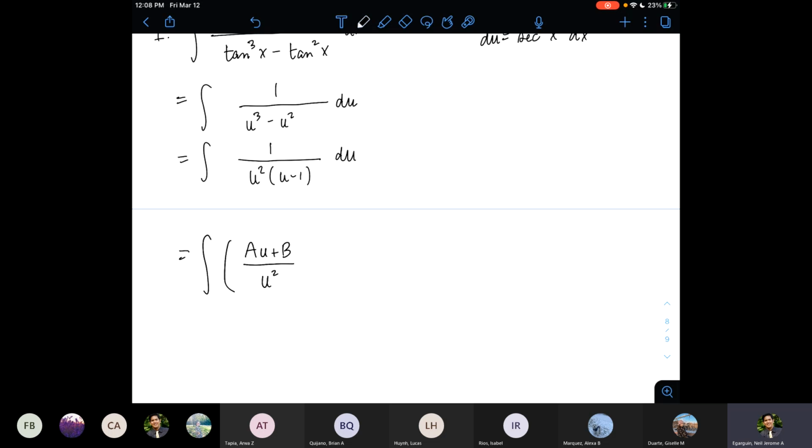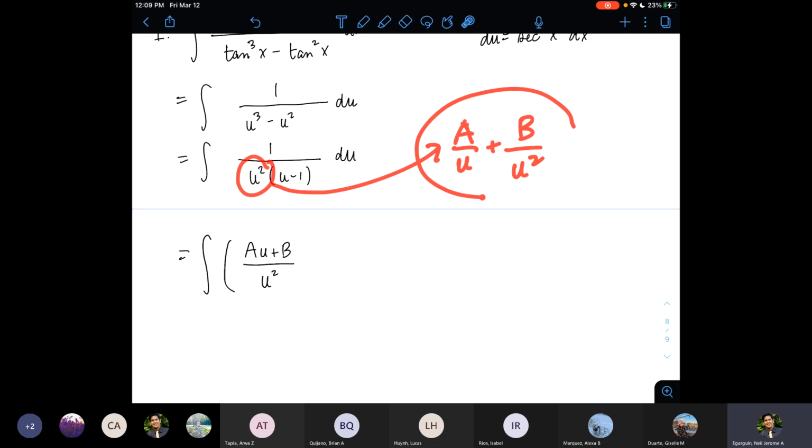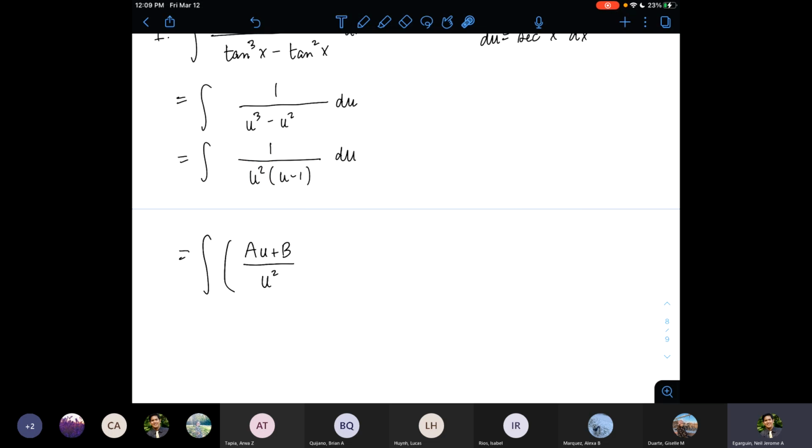Okay. Another way to look at it is you can look at u squared to be a repeated linear factor u, but you will get the same answer. So an alternative here is to write this as a over u plus b over u squared. But this, when simplified, will give us this. So either way, you'll get the same answer.